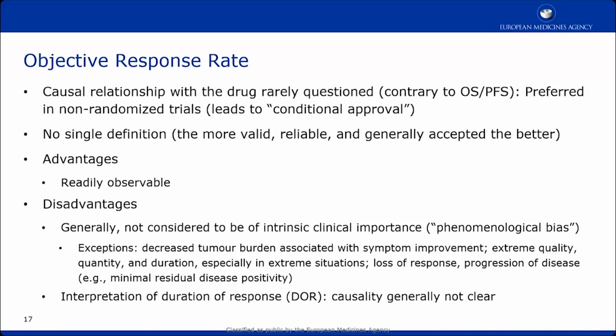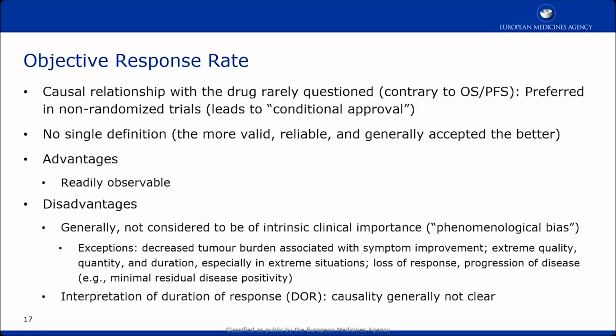So, for example, when tumor shrinkage is associated with a clear decrease in symptoms, but then of course it's a symptoms improvement and not really the response rate, or in a situation where there is a huge effect, ideally also accompanied by duration of response.